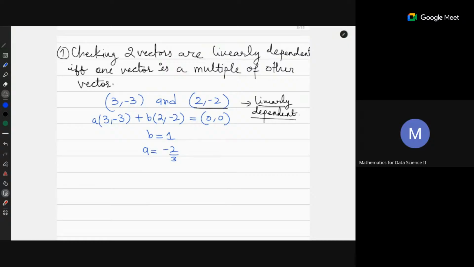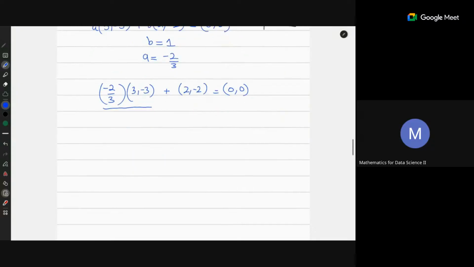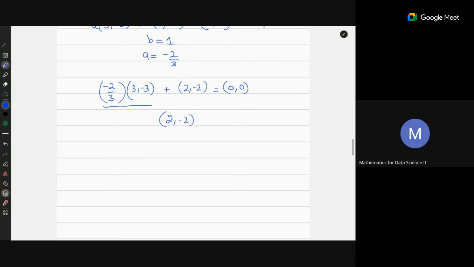And what is the combination? B equal to 1 and A equal to -2/3. So if you use this combination, you can write -2/3 times (3, -3) plus 1 times (2, -2) equal to (0, 0). Now you can take this over to the right hand side, and what will you get? You will get (2, -2) is nothing but 2/3 times (3, -3).